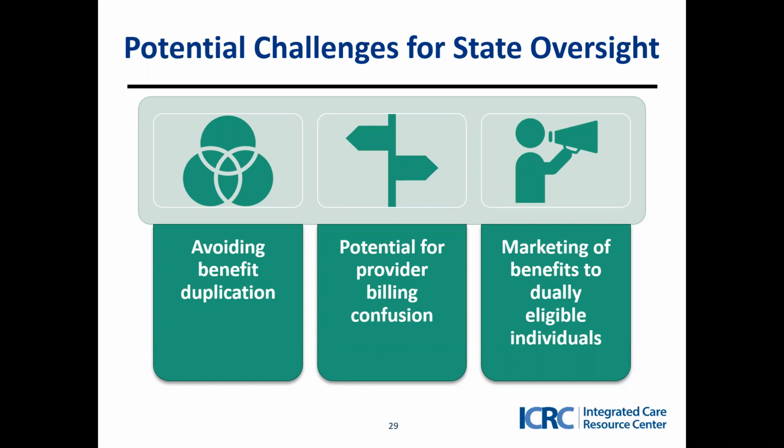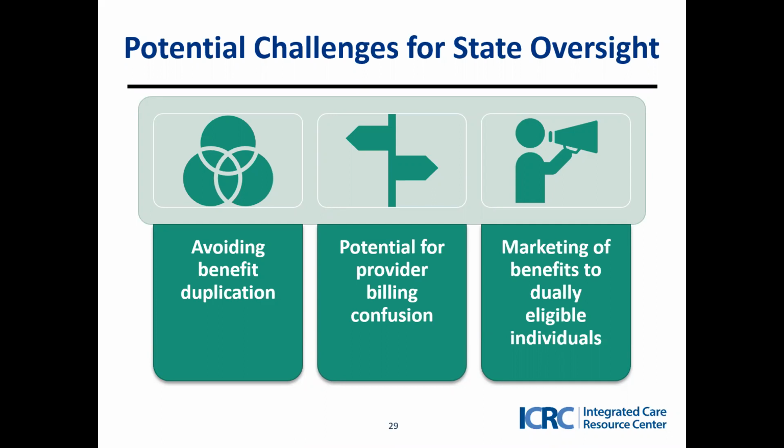Another challenge is that there is potential for inappropriate billing between Medicare and Medicaid. And states that are looking to avoid this may want to consider their oversight options, which could range from an approach similar to Arizona of having the DSNP track their own utilization and supplemental benefits, or it could be a more active, hands-on oversight role requiring DSNPs to submit data to the state for review.